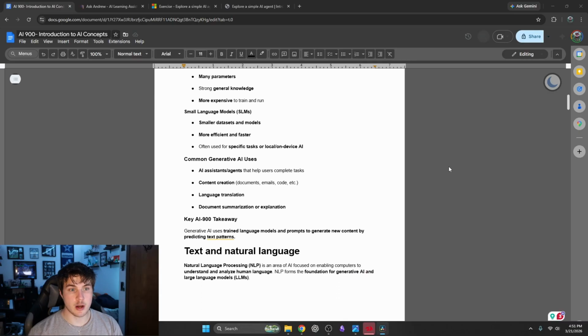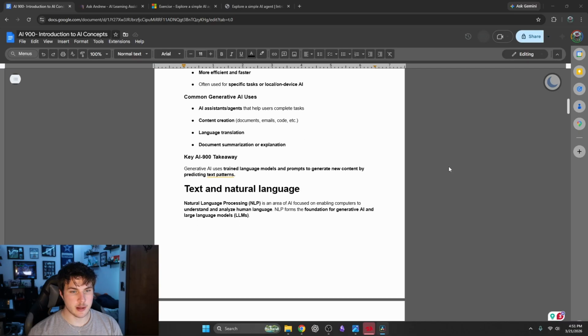Some common use cases of generative AI include AI assistants and agents that help users complete tasks, content creation such as documents, emails, code, language translation, and document summarization or explanation. Key AI 900 takeaway: generative AI uses trained language models and prompts to generate new content by predicting text patterns.